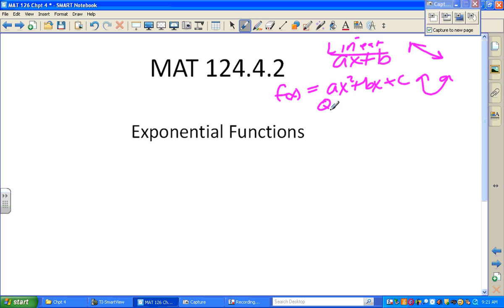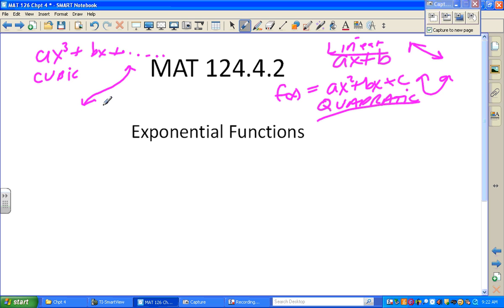Quadratic. It comes from the quadratic formula to solve. Yes, Miss Bensel. Another type of function. Cubic. Very good. AX cubed plus BX plus and so on. So all these functions, cubic included, have unique characteristics and unique graphs.